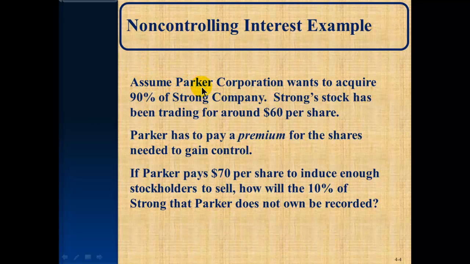So let's see how that works. Let's assume Parker, the parent company, wants to buy 90% of Strong Company, the subsidiary. Strong's price has been trading for $60 a share. Now, in order for Parker to buy all of that stock, the 90% of that stock, they're going to have to pay a premium, something above $60, to get that stock. Let's assume they pay $70 a share to induce enough of these shareholders, in this case 90% of them, to sell. Now, what about that remaining 10%? Remember, we said the fair value of the firm has to be the sum of the controlling interest and the non-controlling interest. So we've got 10% that's going to be NCI. So how do we know how much to assign to them?